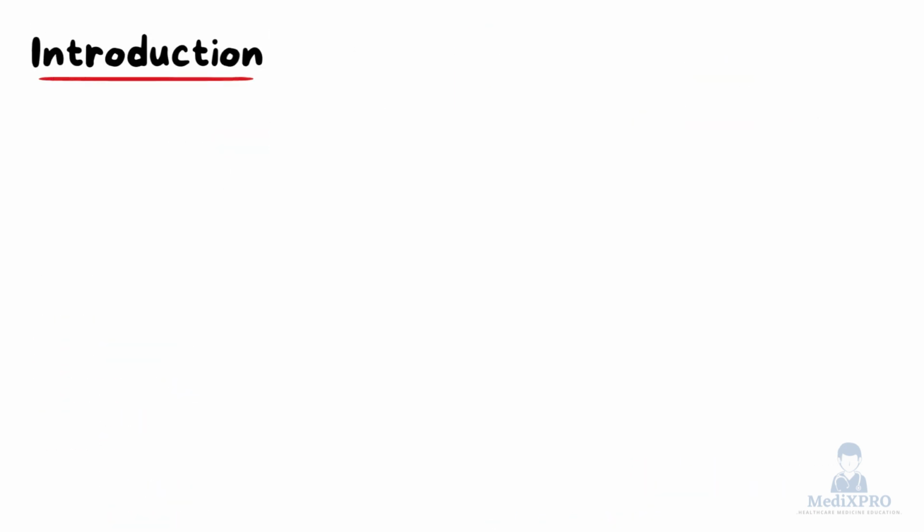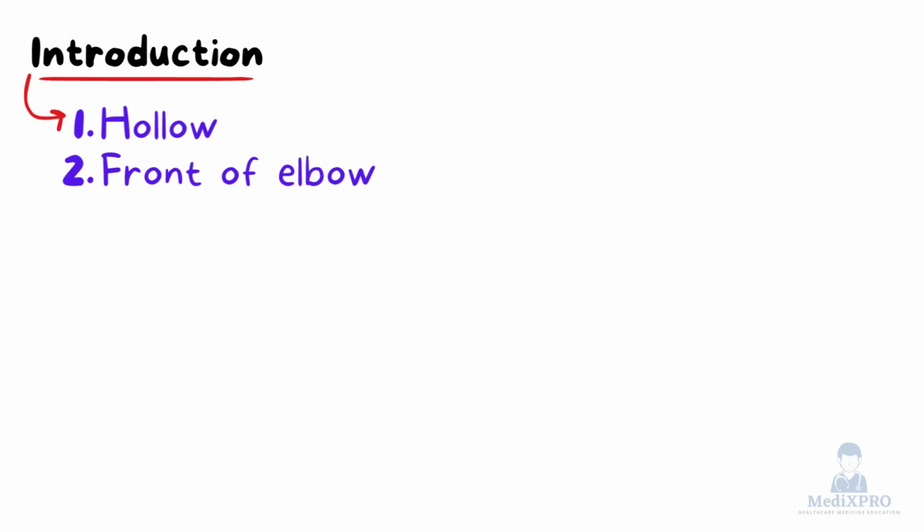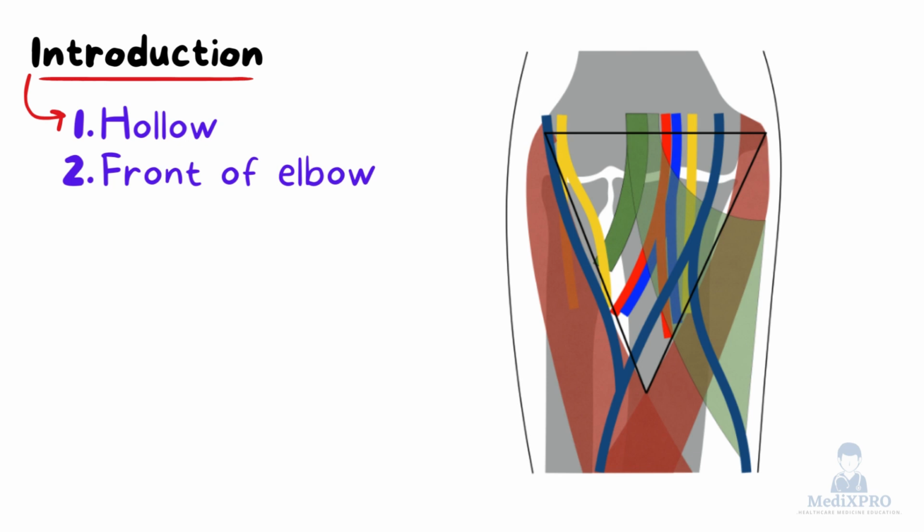So, fossa means hollow depression, and the cubital fossa is a triangular hollow depression situated in front of the elbow. Now, let me explain it through the diagram first. As you can see, there is a triangular hollow depression known as the cubital fossa. This fossa has a hollow triangular depression, like every other triangle, with a base and an apex and two lateral walls. Now, this is the medial border and this is the lateral border.